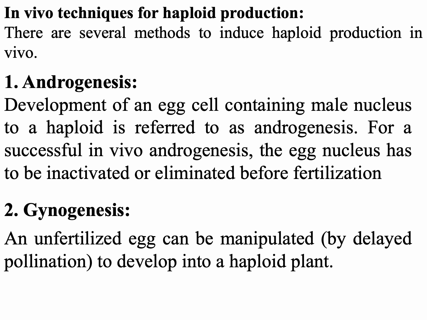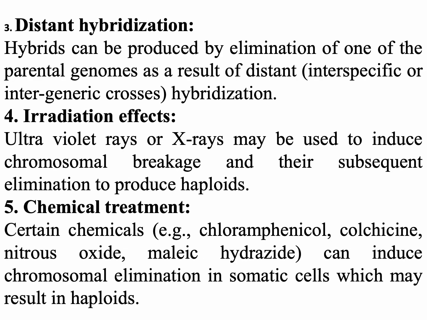For a successful in vivo androgenesis, the egg nucleus has to be inactivated or eliminated before fertilization. Gynogenesis: an unfertilized egg can be manipulated to develop into a haploid plant. Distant hybridization: a hybrid can be produced by elimination of one of the parent's chromosomes, and this is the result of distant hybridization. Irradiation effect: ultraviolet rays and X-rays inactivate the male part or the female part.